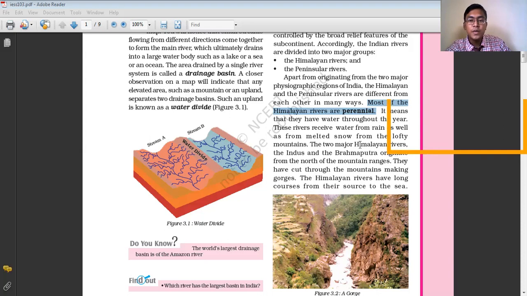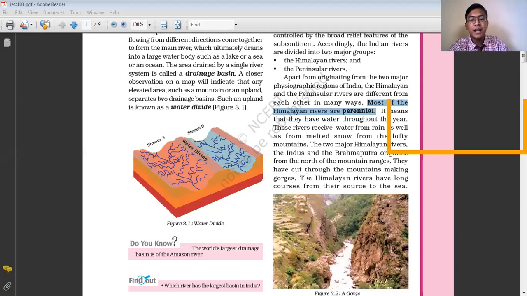So the two major Himalayan rivers, the Indus and the Brahmaputra, originate from the north of the mountain regions. And they have cut through the mountains, making gorges. They have entered the Indian territory by making the gorges, that is the valleys. Because the rivers flow at a very high speed, they cause a lot of erosional activity. So because of this fast flowing nature and erosional activity, they have cut through the mountains, made the gorges and the valleys, and entered our Indian territory.